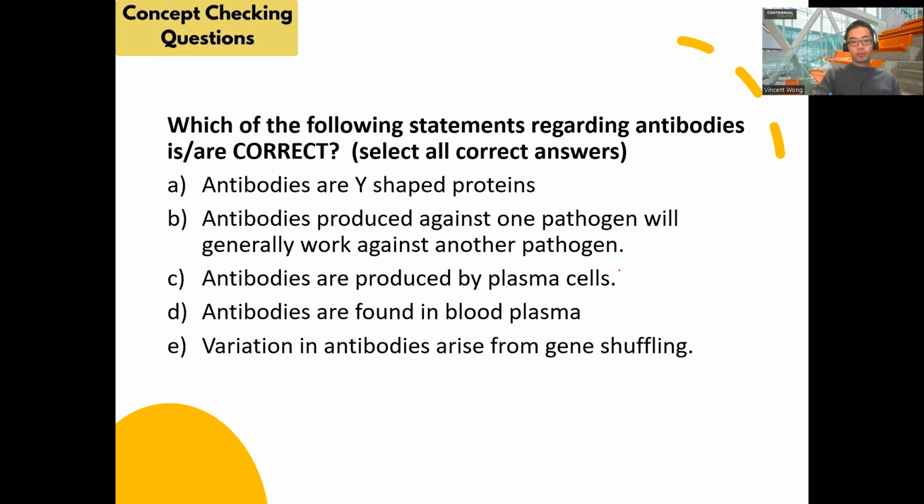Oh, by the way, we haven't learned it yet. I guess I put this question in the wrong spot. But plasma cell is a type of B cell, as you will learn. So this is correct. You should choose C, but check the other ones.